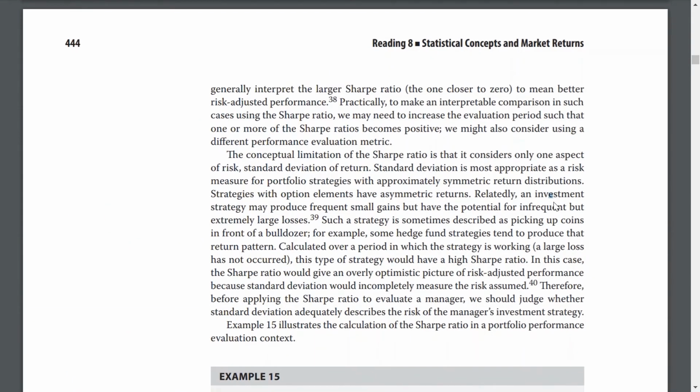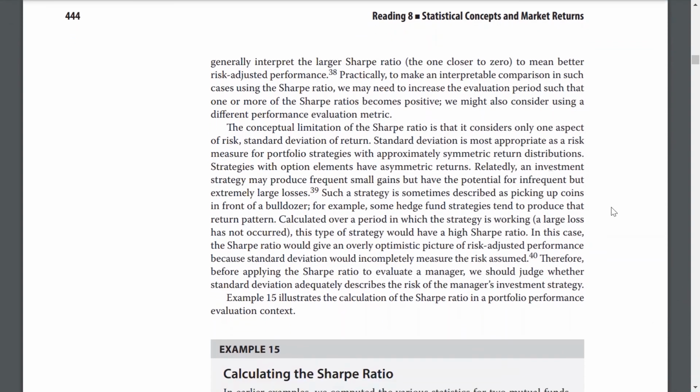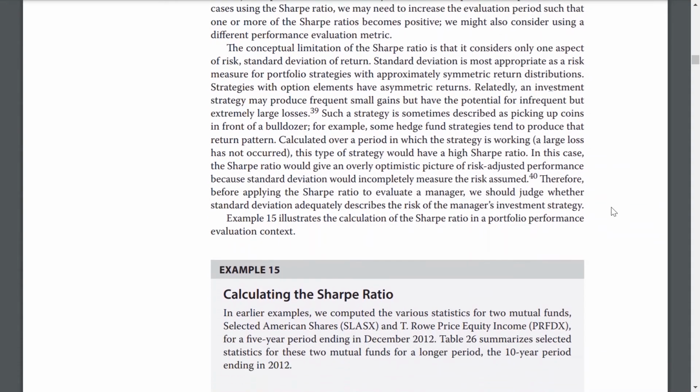The conceptual limitation of the Sharpe ratio is that it considers only one aspect of risk, the standard deviation of returns. Standard deviation is most appropriate as a risk measure for portfolio strategies with approximately symmetrical return distributions, unlike strategies with option elements. Relatedly, an investment strategy may produce frequent small gains but have the potential for infrequent but extremely large losses. Such a strategy is sometimes described as picking up coins in front of a bulldozer. Some hedge fund strategies tend to produce a return pattern like this. Example 15 illustrates the point.